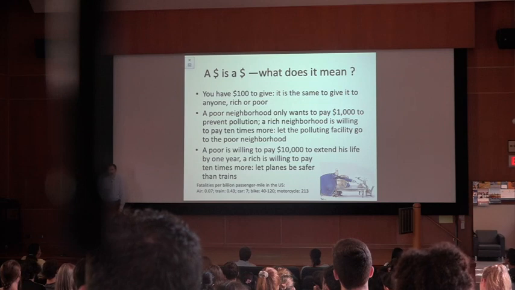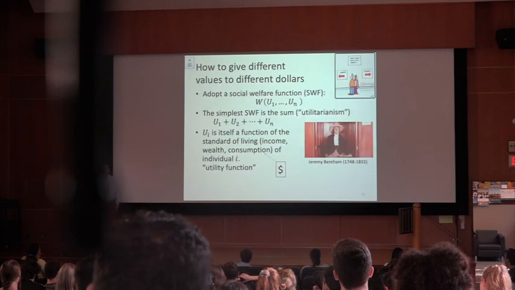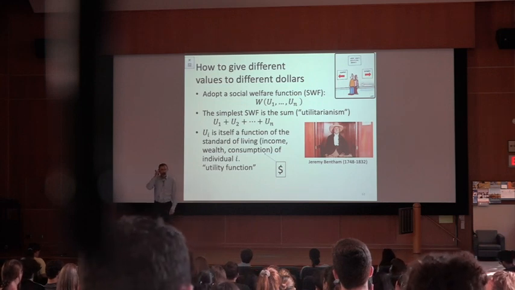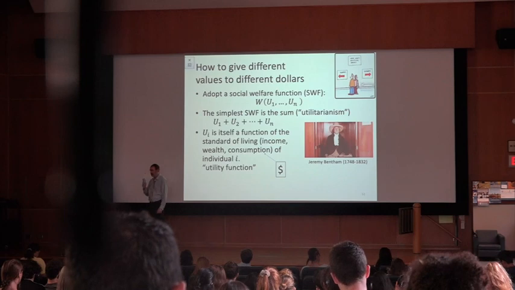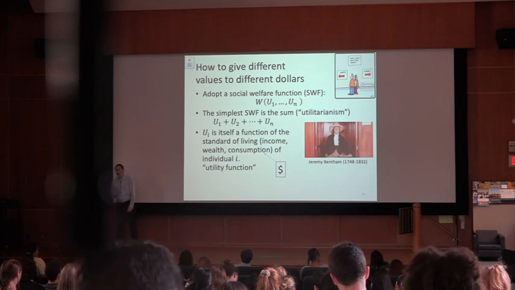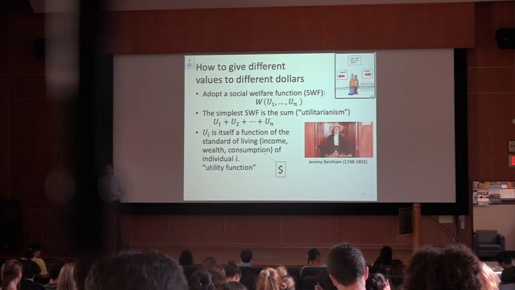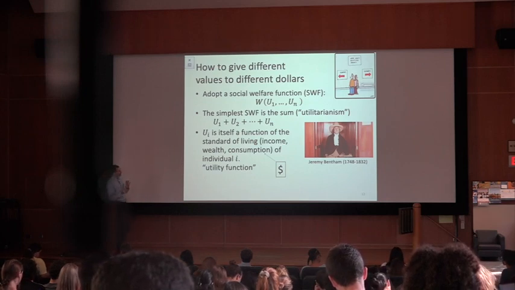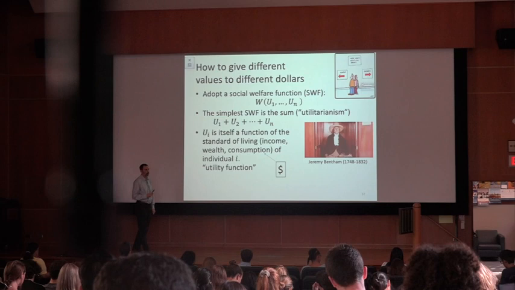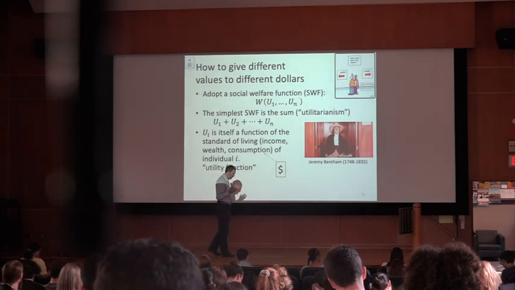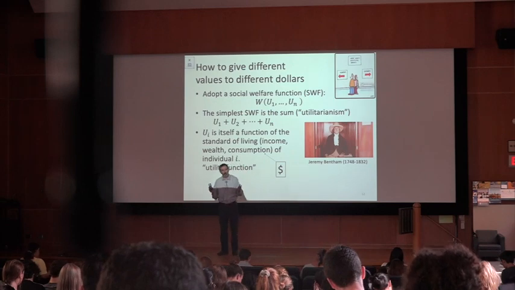And that's contentious because there is a way, which is quite standard actually, to put all the numbers together and to give different values to different dollars. So how can you do that? Well, the orthodox method is to adopt what's called a social welfare function. So let's do a little bit of math, but just a little bit. I'm sure you've been familiar with functions since at least high school, f of x.